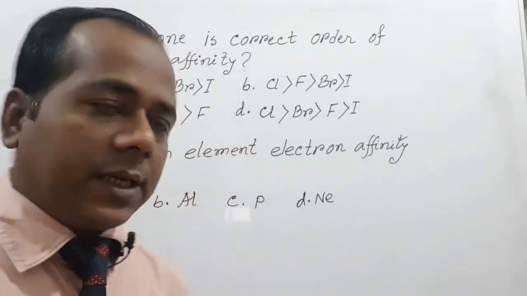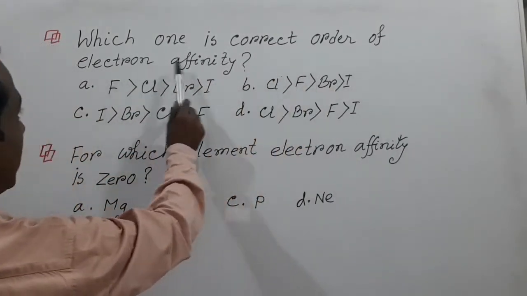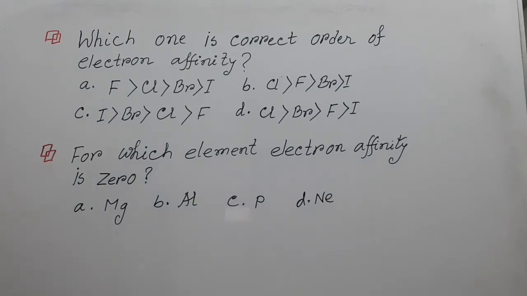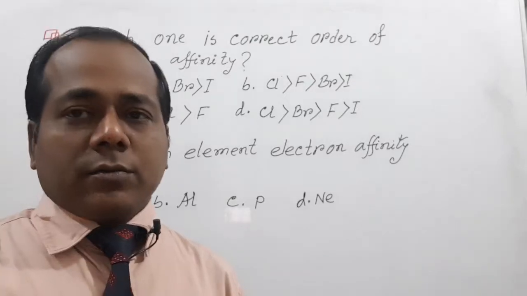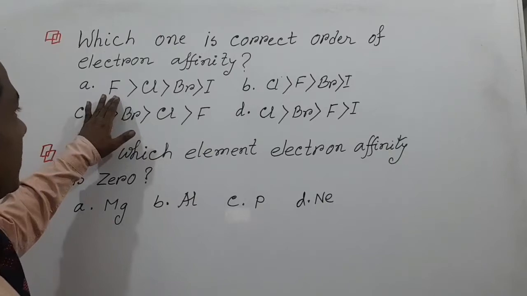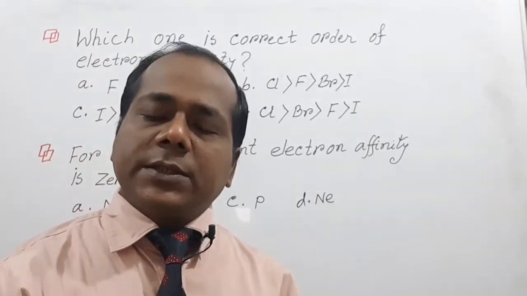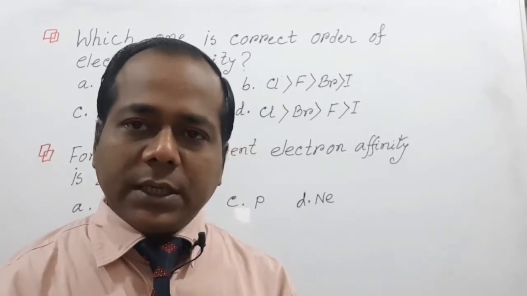My dear students, here is our next question: which one is the correct order of electron affinity? Electron affinity is defined as the energy released when 1 mole of electrons is added to the outermost shell of 1 mole of isolated gaseous atoms to form an ion. If we see the elements given here, fluorine, chlorine, bromine, iodine, all these elements are present in the same group, group number 17.